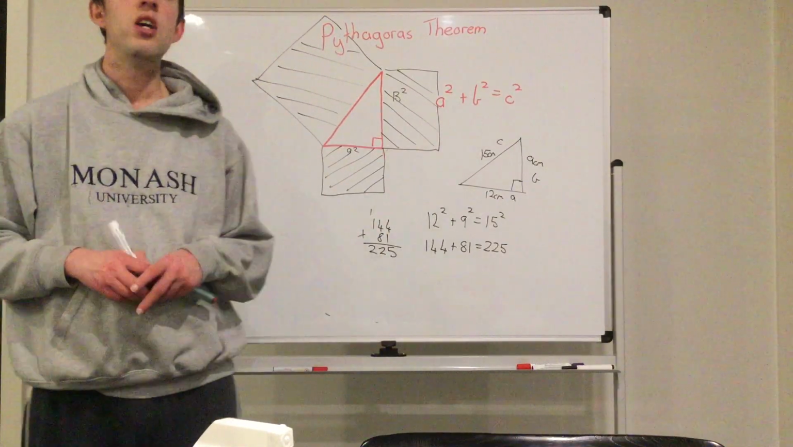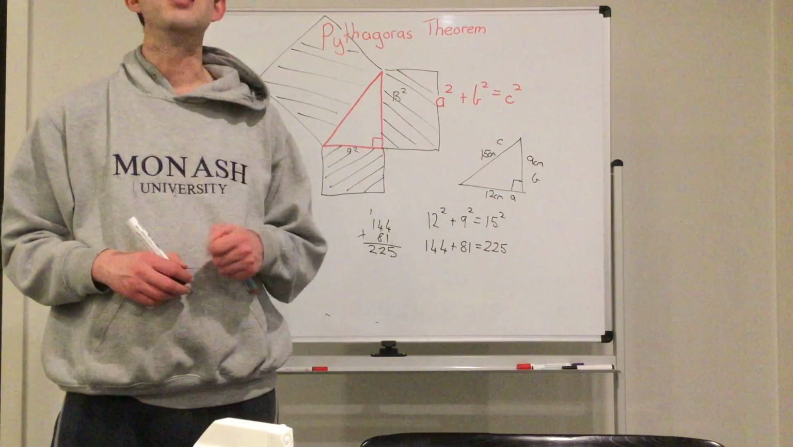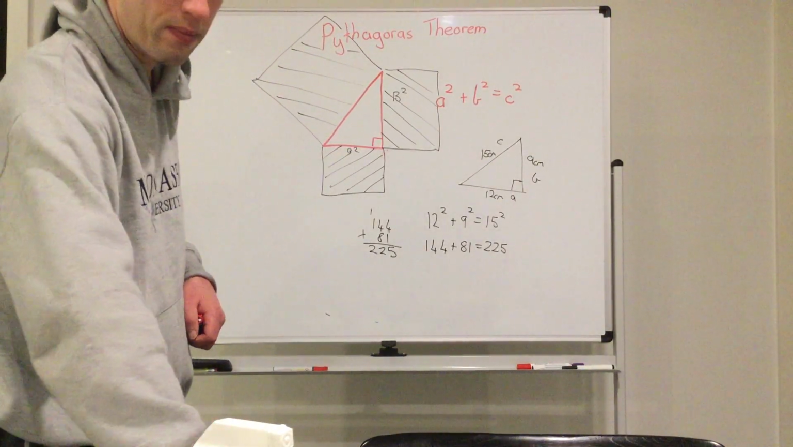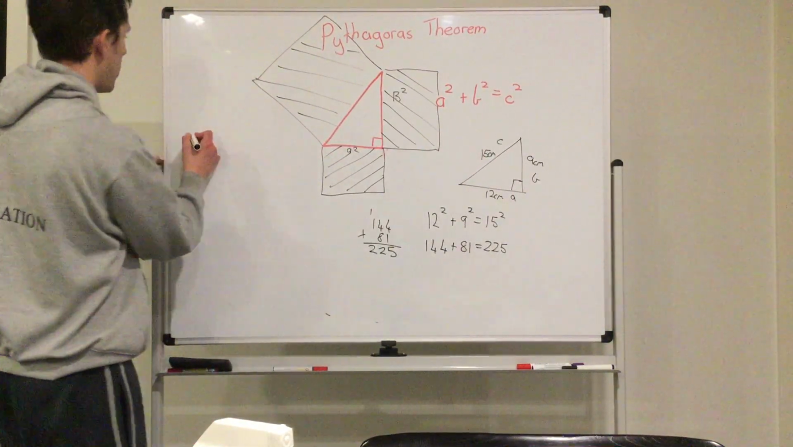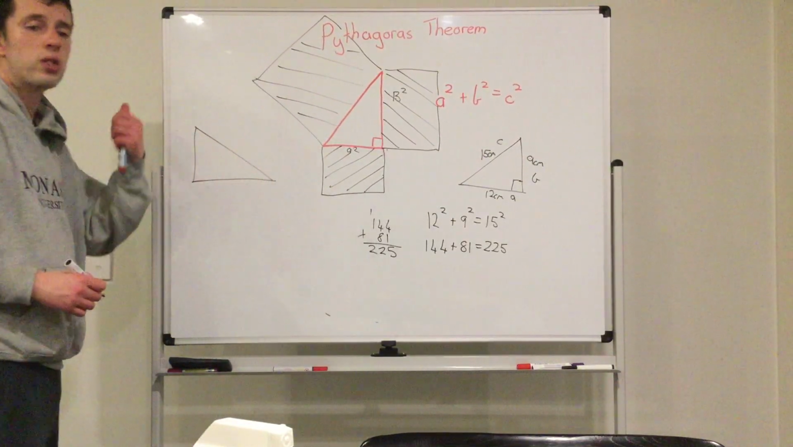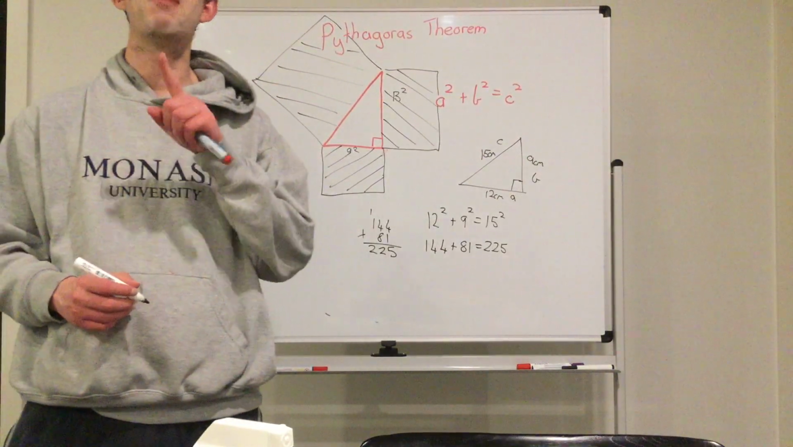It's got one angle that is 90 degrees. Let's have a look at another triangle. So I've got a triangle here. I'm drawing them so it looks like a right angle triangle. It might not be.